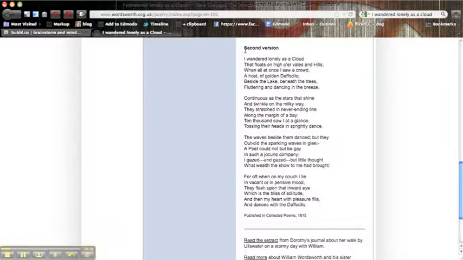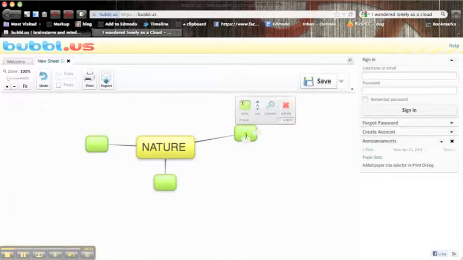So this is the poem, it's called I Wandered Lonely as a Cloud. Basically the poem's about a sad poet who goes out into nature and he sees a bunch of beautiful daffodils and they make him happy. And so now every time that he is sad, he thinks about the daffodils and they make him happy.